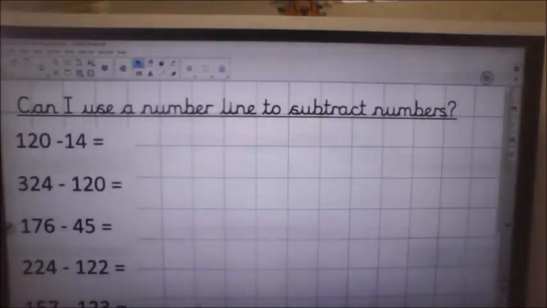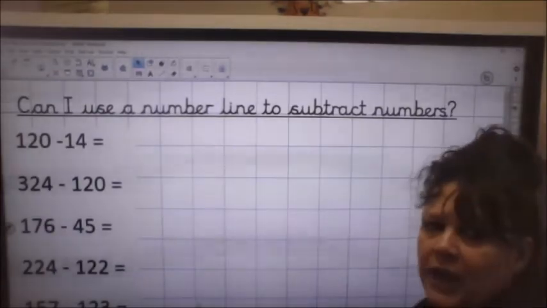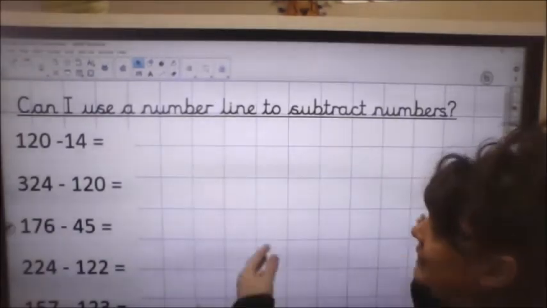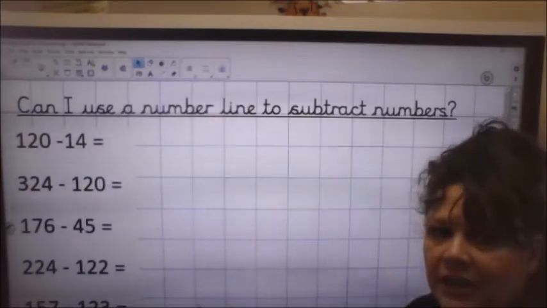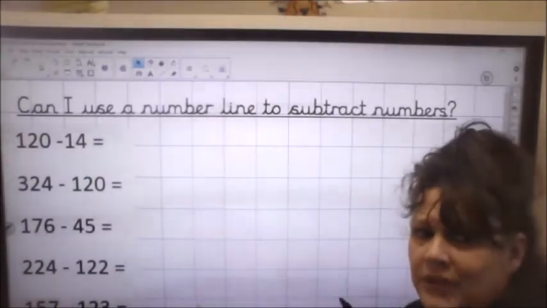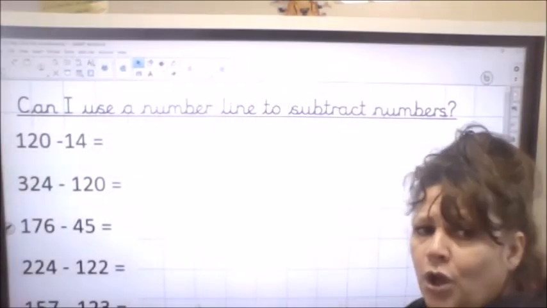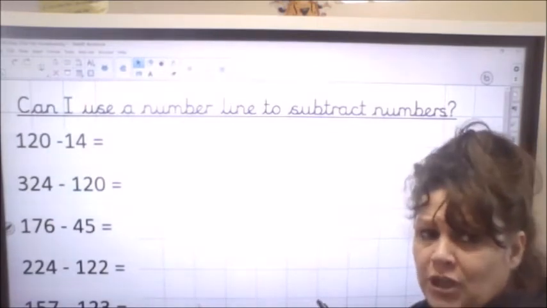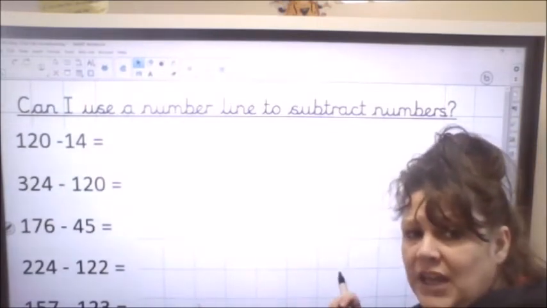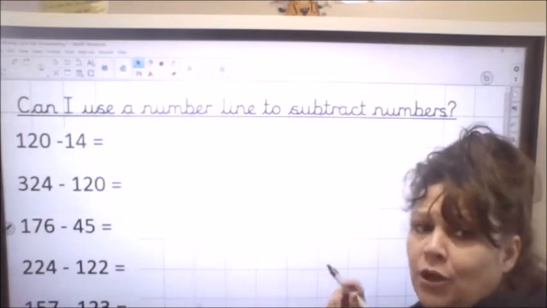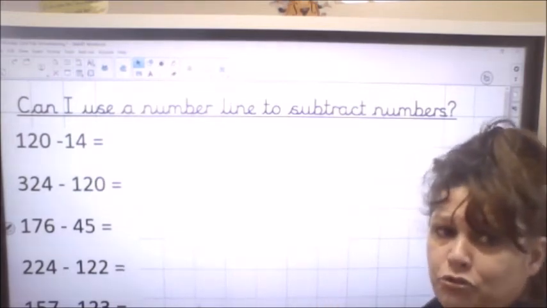So what are we going to do today? Well, we're going to have a little look at number lines and using them to subtract numbers. Just before half term, we added numbers using a number line, but this time we're going to see how we could use this strategy to help us to take away or subtract.